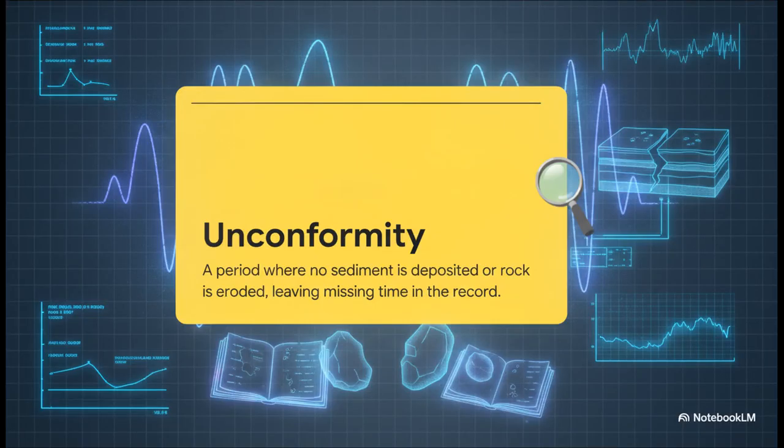Now, as great as those principles are, the rock record isn't some perfect, continuous sequence. Sometimes the evidence has been eroded away or just completely destroyed, creating what we call an unconformity. You can think of an unconformity as a massive history book where somebody literally ripped out entire chapters. Because sea levels are constantly rising and falling and land gets uplifted and eroded, there are these long periods where no sediment is deposited at all or where existing rock is just scraped right off. And that leaves a massive blank spot in our planetary timeline.